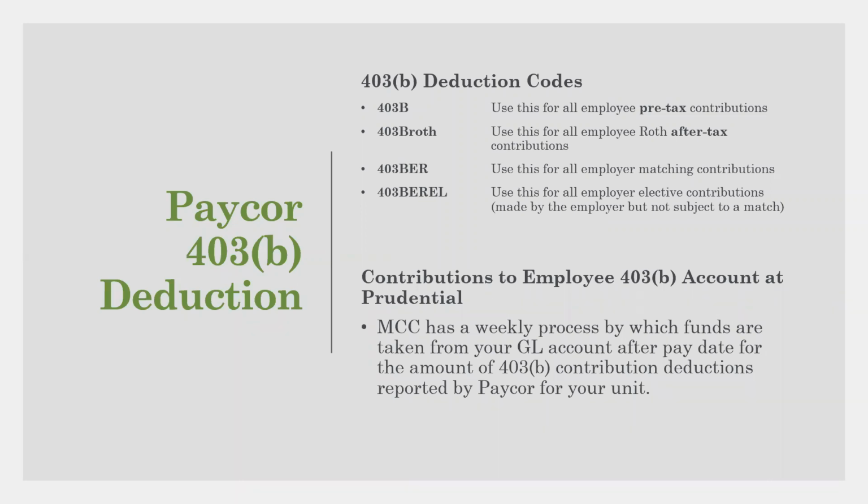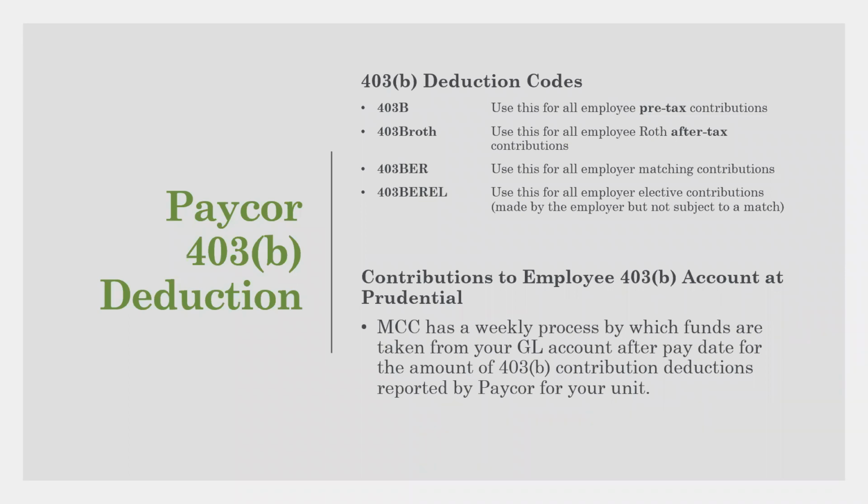For there's a pre-tax deduction, the 403B. There's a Roth after-tax deduction code, a 403B Roth. And if you are doing employer contributions, there's two different types of contribution codes that you would use. If you are doing a matching contribution, which means what you put in as an employer is somehow matched up to what the employee is putting in, that's the code you would use.